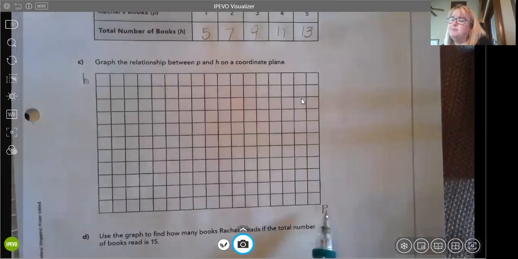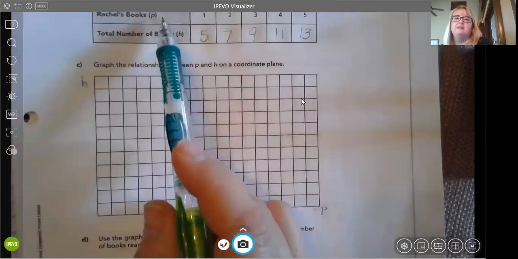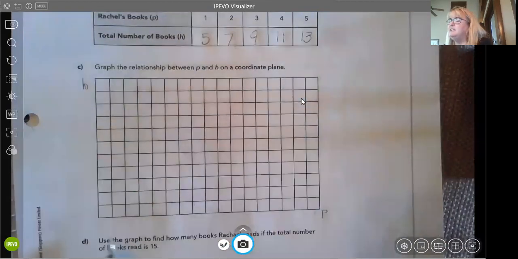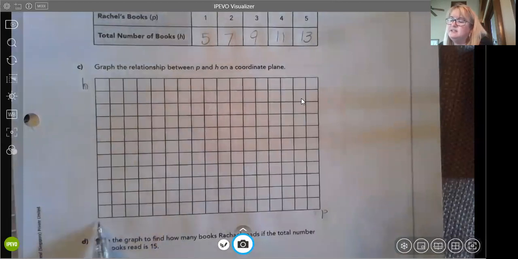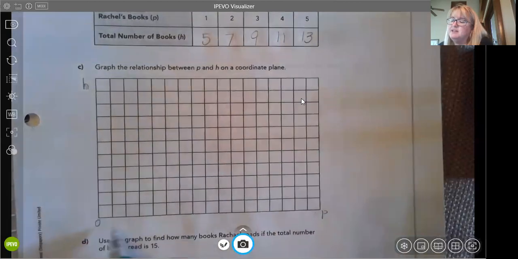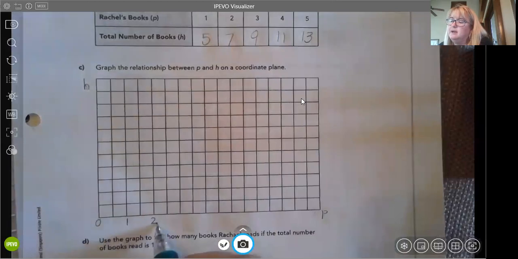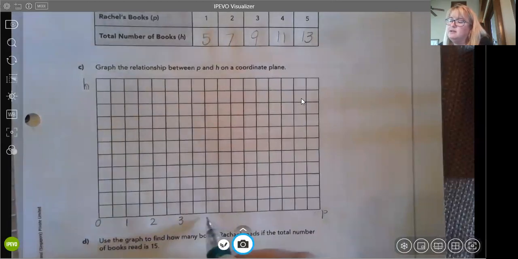Let's look at P. This is P. We are counting by ones. I've got a ton of numbers, and we only go as high as 5. So 1, 2, 3, 4, 5. We would end there. Let's go ahead, instead of doing 1 for 1, let's put 0 here, but then skip 1 and put 1, just to spread out our graph a little bit.